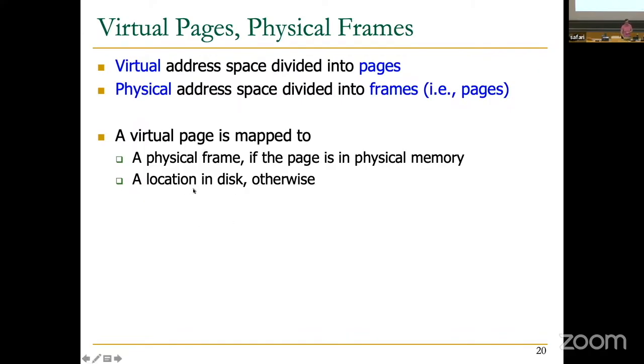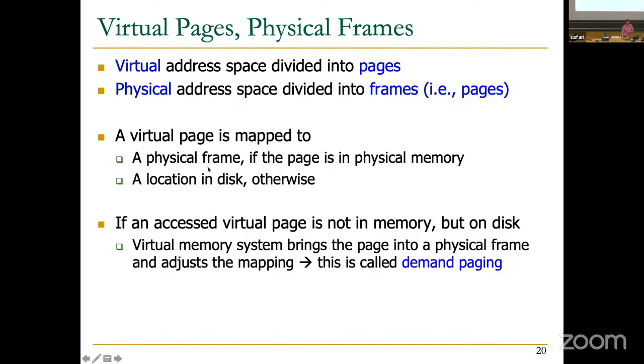Otherwise, the virtual page is mapped to a location in disk, assuming it's allocated. There's also the memory allocation part that we're not going to discuss as much. I'm going to assume all of memory is allocated, but actually when you program, you allocate some memory, and that allocation enables you to have a mapping to the disk or physical memory. But for now, ignore that allocation. Otherwise, it will complicate things, but there's another level of allocation over here, which is different from what we're talking about here. Assume all of the virtual address space is allocated, then a virtual page is mapped to a location in disk or a physical frame.